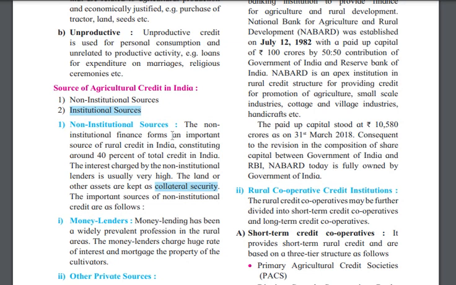So in agriculture also, we should give loans to the farmer, and loans can be divided on the basis of time period and on the basis of purpose. On the basis of time period: short term, medium term, long term. And on the basis of purpose: productive loans should be provided to the farmer, and unproductive loans should be provided to the farmer.